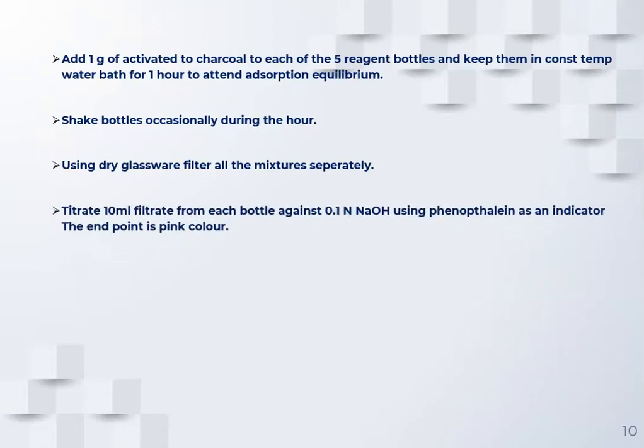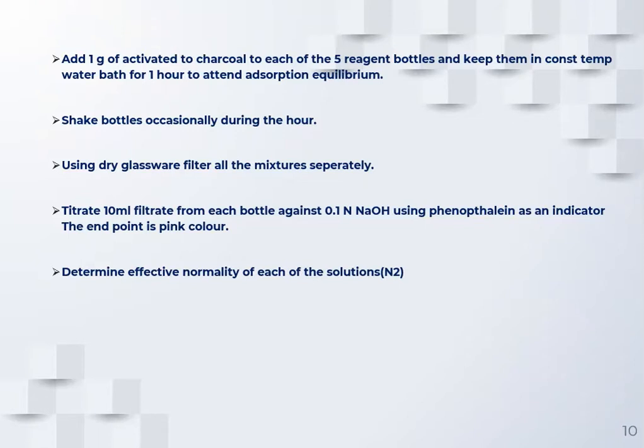Then each filtrate you have to titrate. Take 10 ml from each filtrate and titrate it against 0.1 normal NaOH using phenolphthalein as an indicator. The endpoint will be a light pink color of your solution. Then you have to determine the normality of your solution, the normality of the solution after adsorption, that is acetic acid after adsorption on the surface of 1 gram of charcoal.